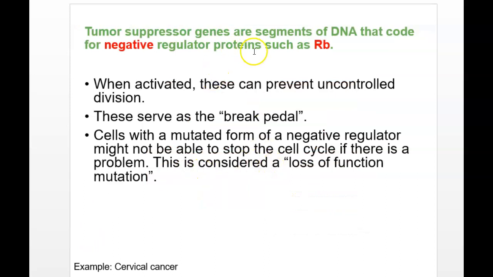Something that is a tumor suppressor gene, such as RB, for example, and P53, these are the ones that are going to provide a brake to the cell moving into the next phase. But if they have a mutation, and if, for example, RB has a mutation, then it may not be able to stop a cell from moving into the next phase. So essentially this is what we call a loss of function mutation.